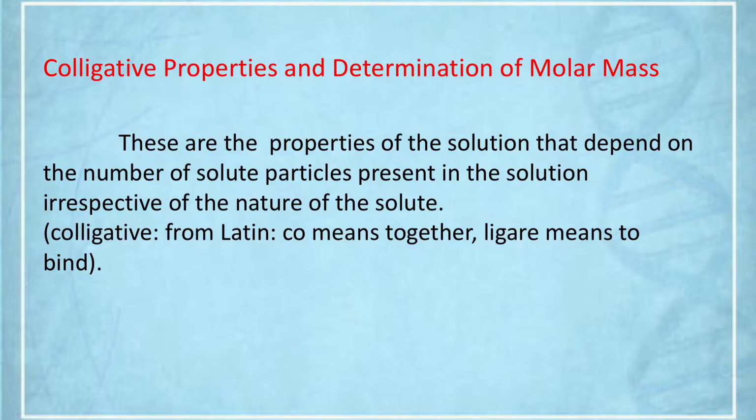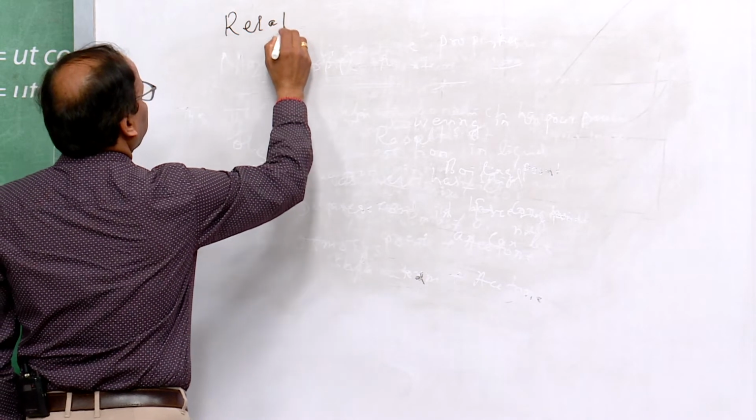These colligative properties do not depend on the nature of the solute. They depend only on the number of solute particles present in the solution. First, we will go to number one, relative lowering in vapor pressure. What is relative lowering in vapor pressure? It comes from Raoult's law: whenever a non-volatile solute is added to a solvent, the vapor pressure decreases, and according to it, the vapor pressure of the solvent in solution is directly proportional to the mole fraction of the solvent.